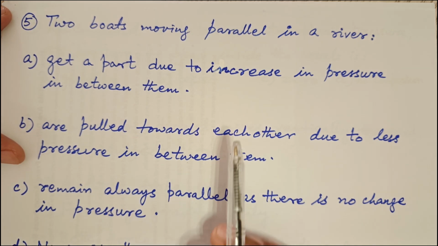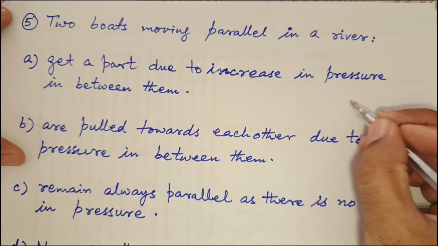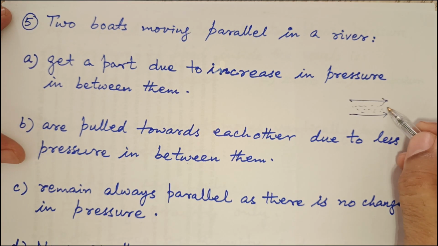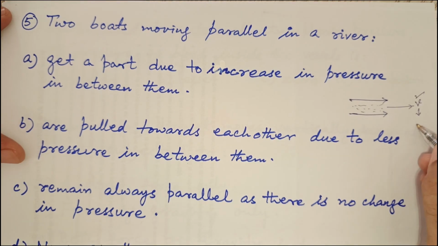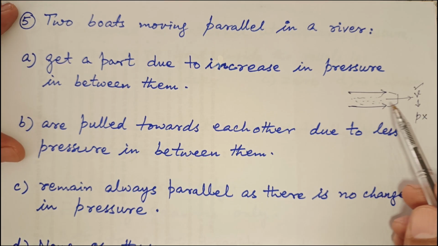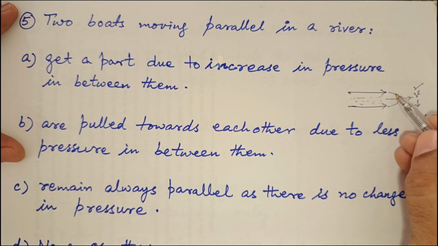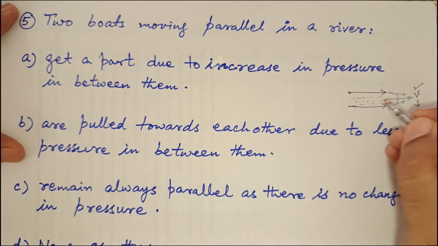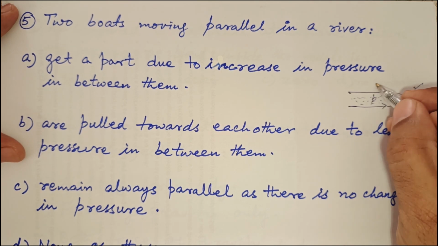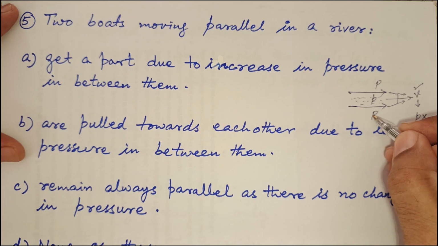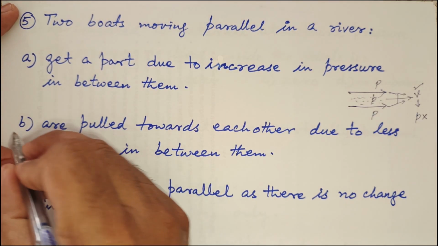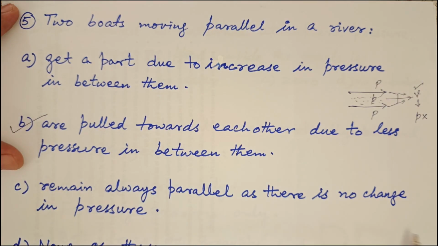So when two boats move parallel in water in the same direction, the speed of the water between them will increase, and so the pressure will decrease. So we can see that the boats will move towards each other. Why? Because the inner pressure will be reduced and the outer pressure will be greater. So the boats will be pulled towards each other due to less pressure in between them. Option B is the correct option.